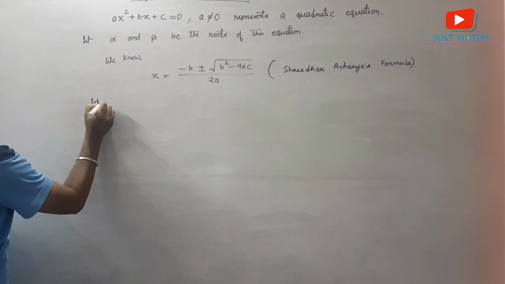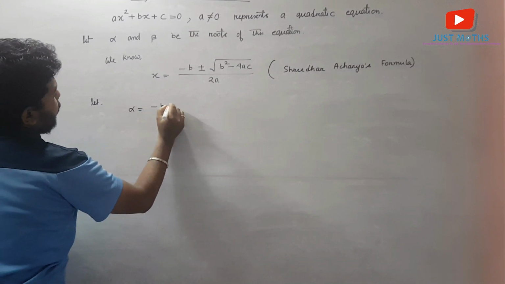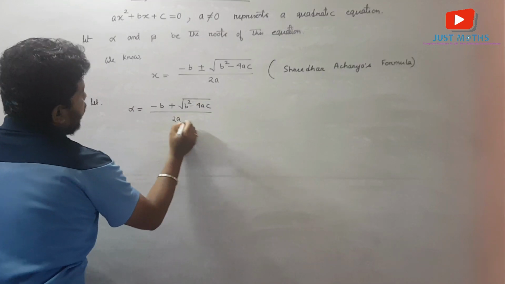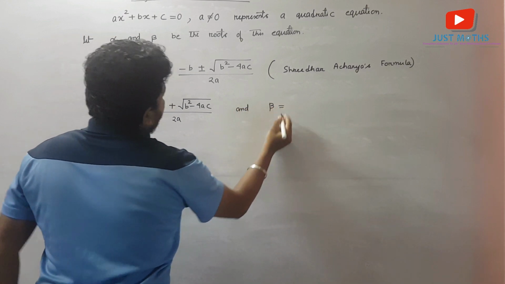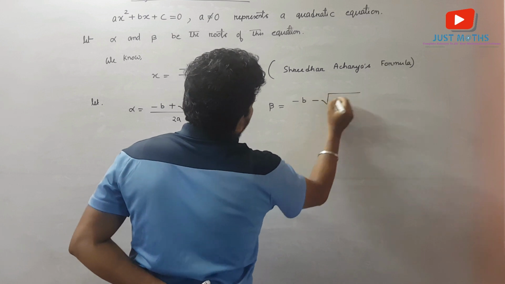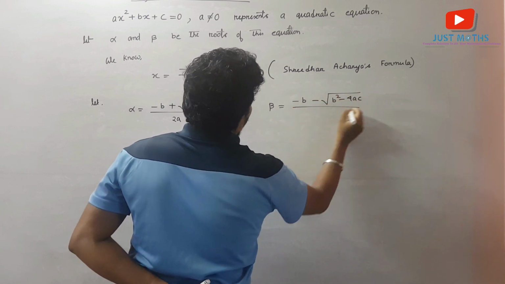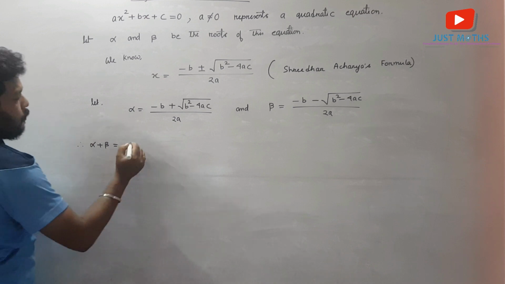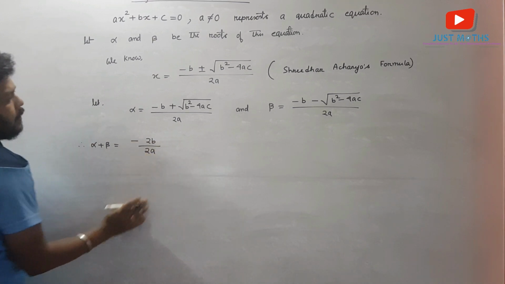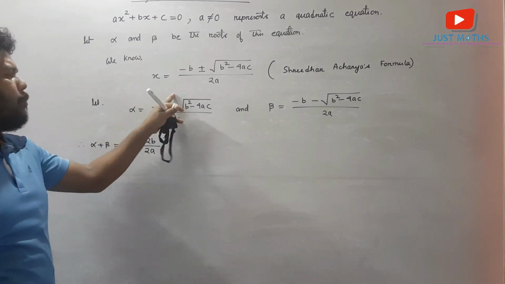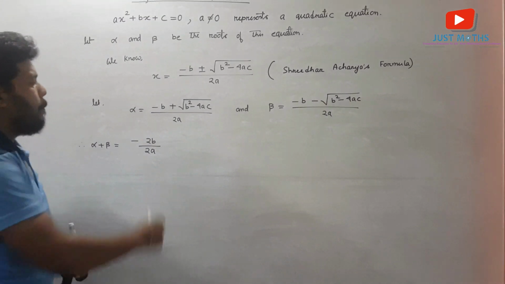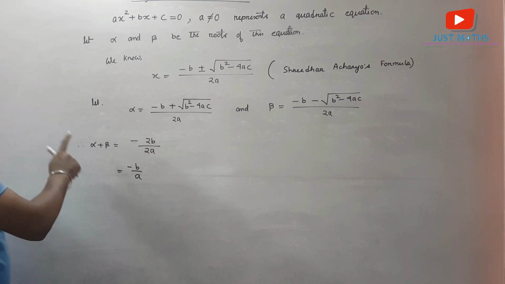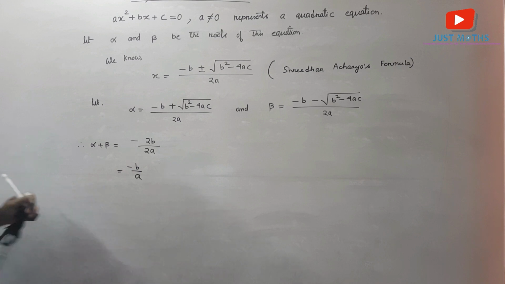Let alpha be equal to minus b plus root of b square minus 4ac by 2a, and beta be equal to minus b minus root of b square minus 4ac by 2a. Therefore, if I find their sum, alpha plus beta, the plus root and minus root terms get cancelled, and we get minus 2b by 2a, that is minus b by a.